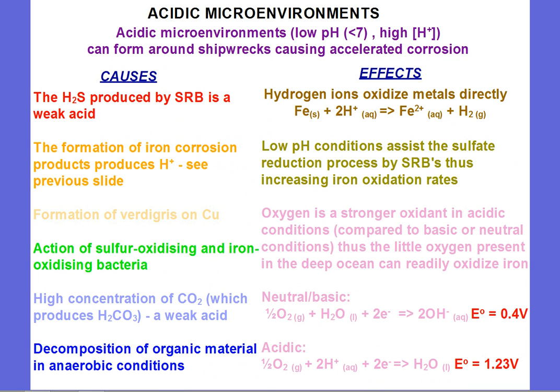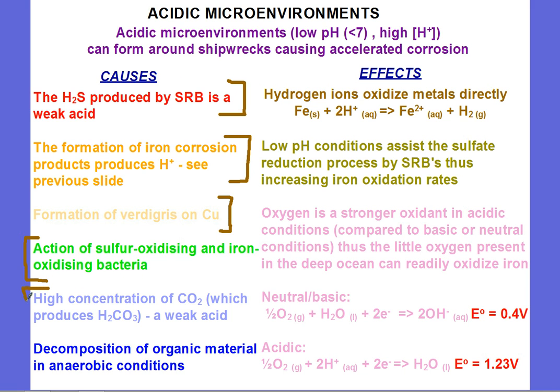And that's the other reason why we have increased corrosion rates in shipwrecks in the deep ocean, because you've got these things called acidic microenvironments with low pH or higher hydrogen ion concentration, and they cause accelerated corrosion. The reasons why you've got acidic microenvironments are things like the hydrogen sulfide produced by sulfate-reducing bacteria, which is a weak acid. Those iron corrosion products we talked about produce hydrogen ions. Verdigris formation on copper also produces hydrogen ions. The sulfur-oxidizing bacteria and iron-oxidizing bacteria that live in shipwrecks also produce hydrogen ions.